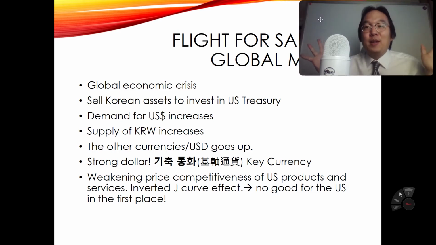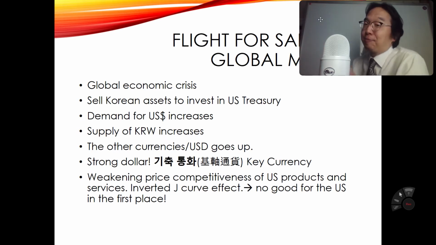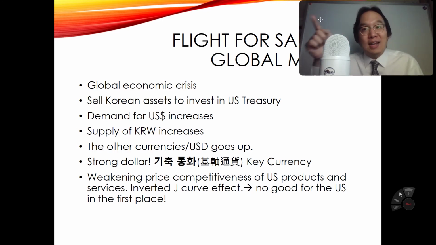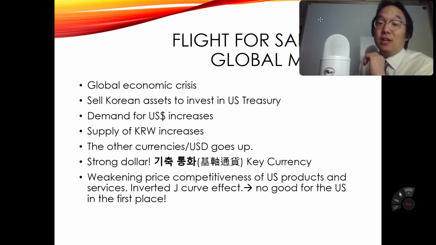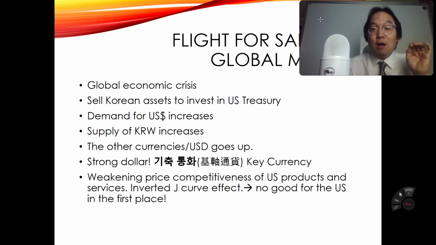But wait a minute. We are one of those major guys as well these days. So everybody is dumping everybody's assets, and they are running for the US dollar. That is a problem right now. Strong dollar, okay, because it's a key currency, or 기축통화. I don't know how to pronounce it in Chinese. 기축통화, maybe, I don't know.